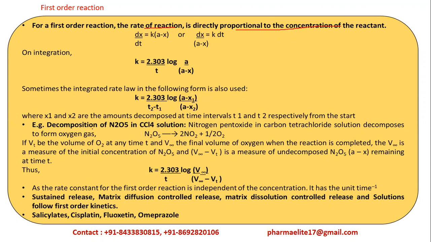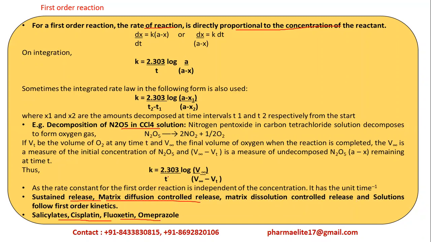An example for a first order reaction could be decomposition of N2O5 in CCl4, that is nitrogen pentoxide in carbon tetrachloride. This decomposes to give oxygen gas and is an example of a first order reaction. You just need to know the example, that is more than enough rather than going into all the details of it. Another place where you can see first order kinetics is sustained release, matrix diffusion and controlled release, matrix dissolution, controlled release. All these will be following first order kinetics. And examples of drugs are salicylates, cisplatin, fluoxetine and omeprazole.